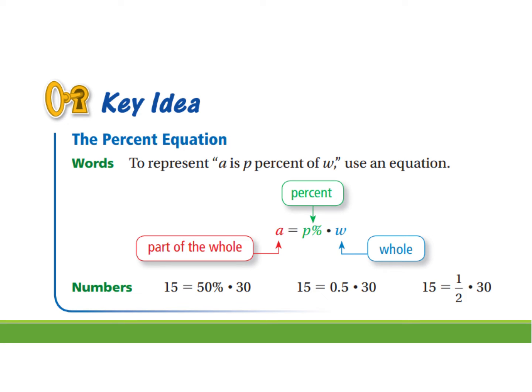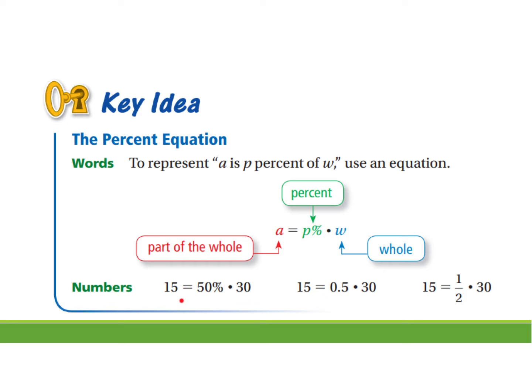So when we look at the percent equation, we're still looking at similar types of problems where we're looking at A is P% of some number W. But instead of setting it up as a proportion, we're going to write it as an equation. It's going to be in the format of A equals your percent times the whole number. So you can see down here we have a few examples.